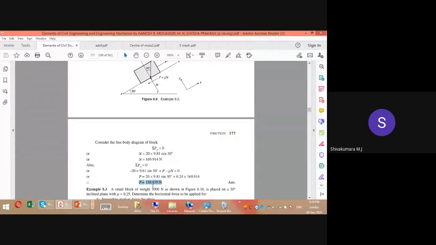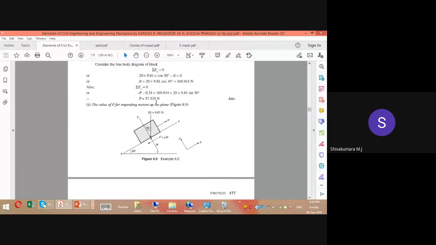We compare this value, 138. It should obviously be greater than case 1, that is 57.321. Okay.